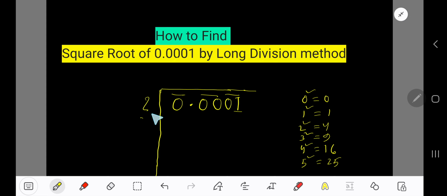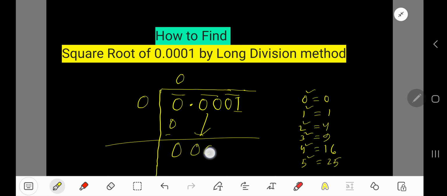Now you need to consider a digit whose square is equal to 0 or nearest to 0. If you take 0, then 0 squared equals 0, which is equal. So the same digit will come to the quotient. 0 times 0 is 0, subtract, you get 0. Bring down the next pair. Before this pair there is a decimal, which must come to the quotient directly.